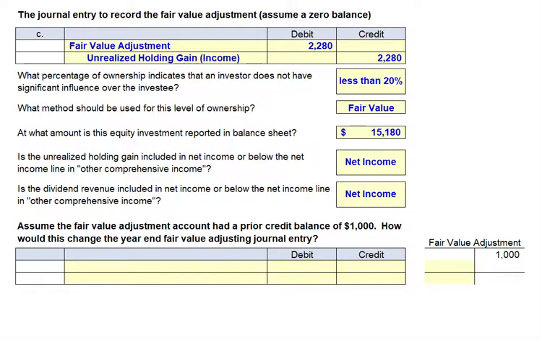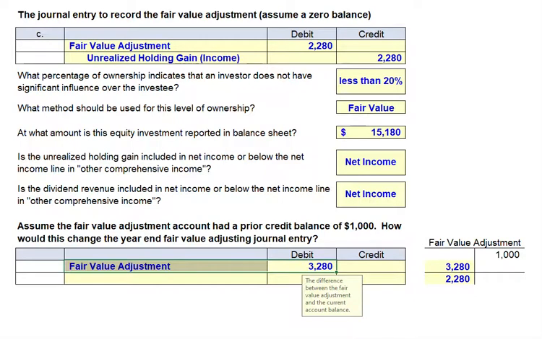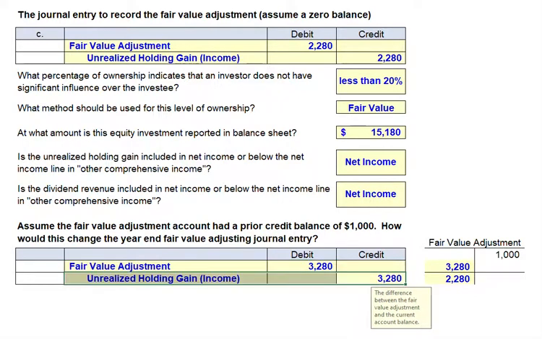One last question. Now let's assume our fair value adjustment account had a $1,000 credit balance prior to year-end and we are making our adjustment. What entry do we need to make? Well, we still need a fair value adjustment account with a debit balance of $2,280. And again, that's the difference between our fair value and our carrying value. We're going to need to debit the fair value adjustment account for $3,280, and we will report an unrealized gain of $3,280. Again, the difference between the current balance in our account and the required year-end balance.